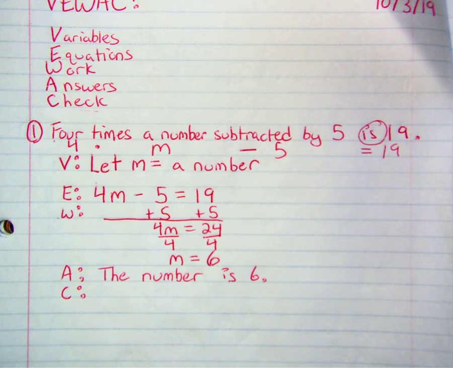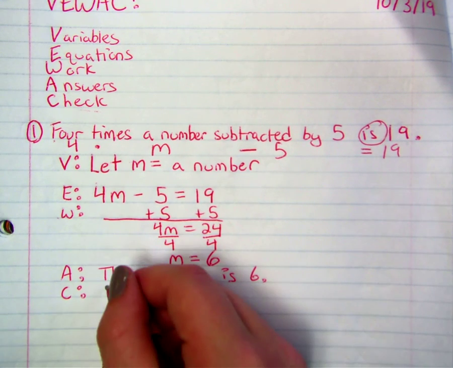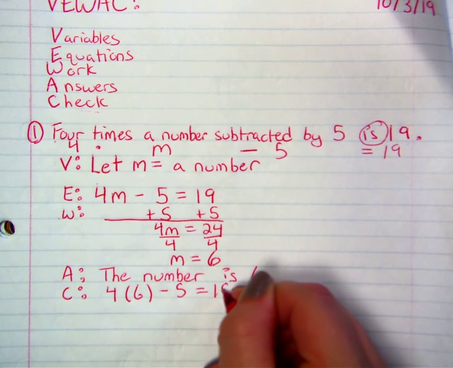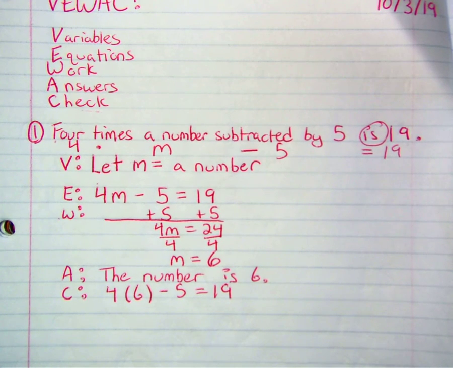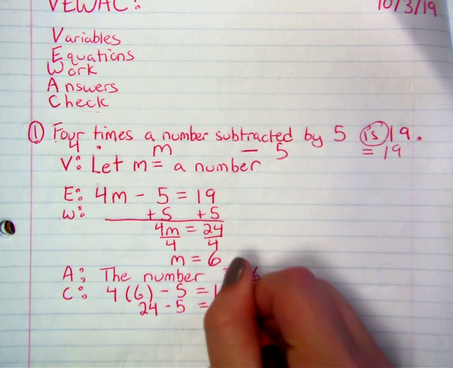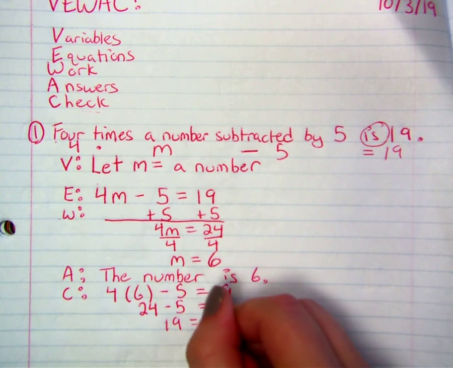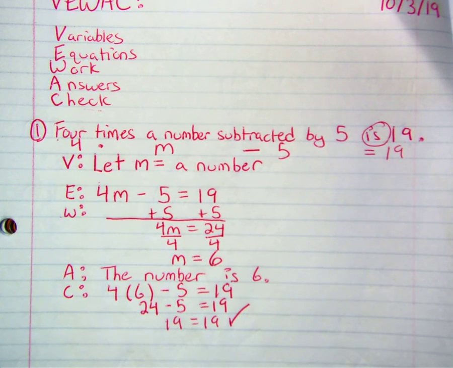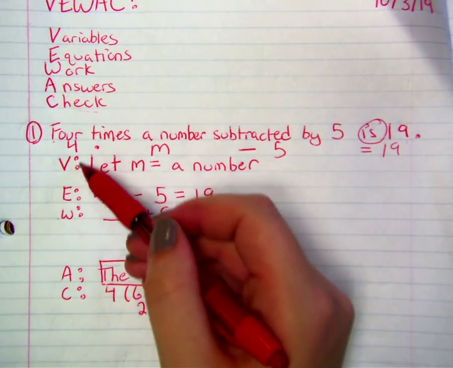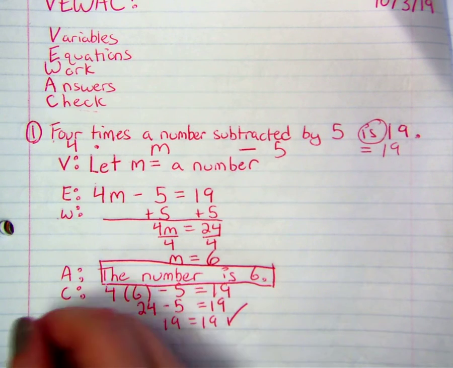That's the C in the VEWAC. So when I see my check here, I'm going to do 4 times 6 minus 5 equals 19. And I'm going to use my calculator. So that's 24 minus 5 equals 19. 19 equals 19. Checks out. So my answer makes sense. So this right here is good to go. VEWAC. Alright, we'll do one more.